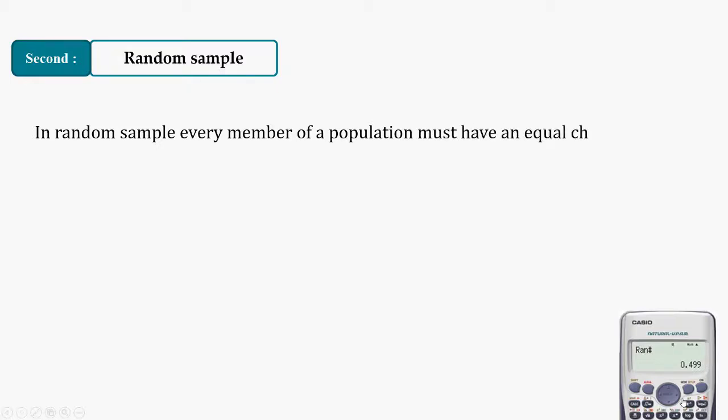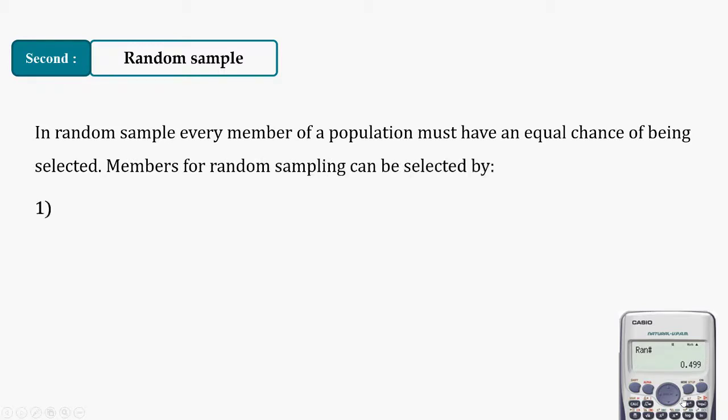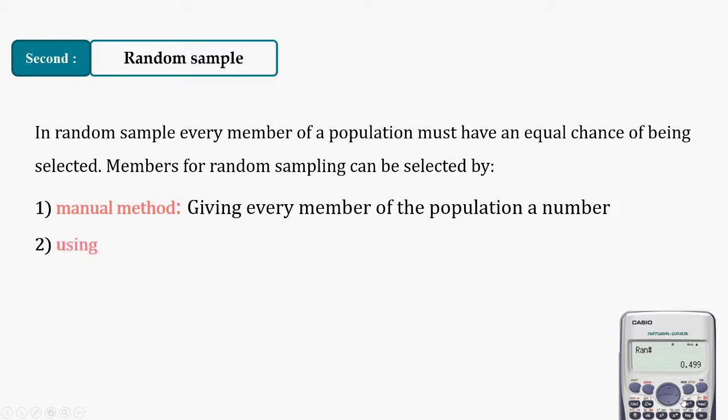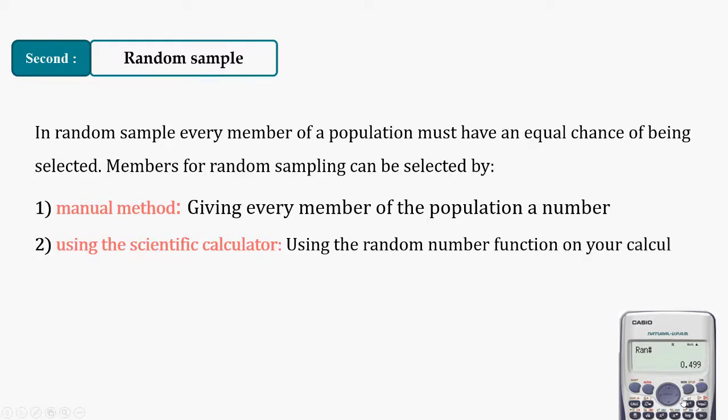The second way to select a sample is the random sample. In a random sample, every member of a population must have an equal chance of being selected. Members for the random sampling can be selected in two ways. First one, the manual method, which is giving every member of the population a number. The second method is by using the scientific calculator, using the random function on your calculator, by pressing successively Shift and the random function, which is denoted by Ran.